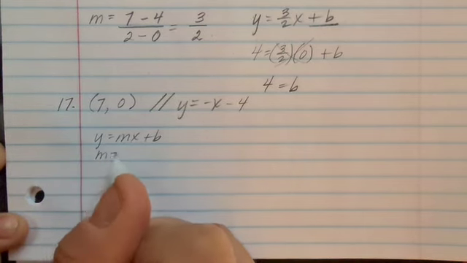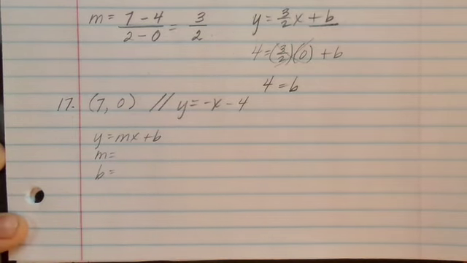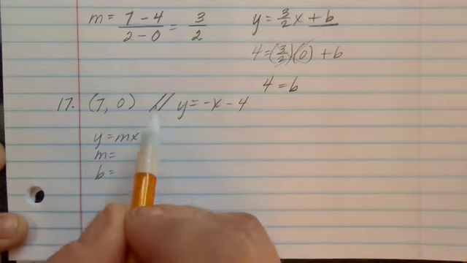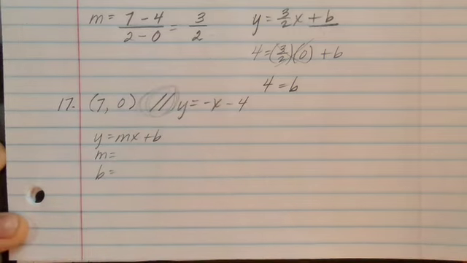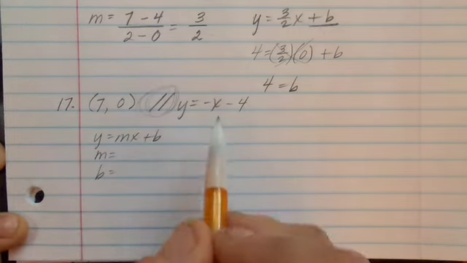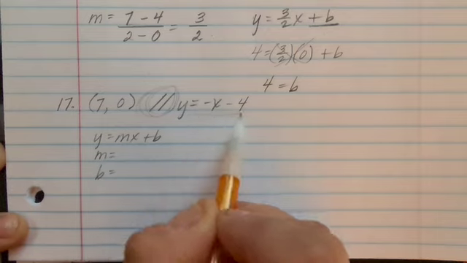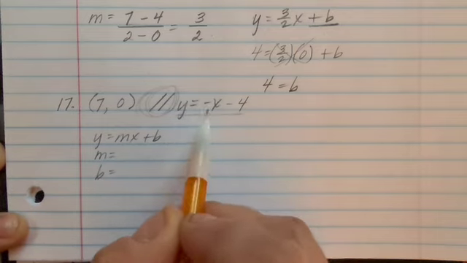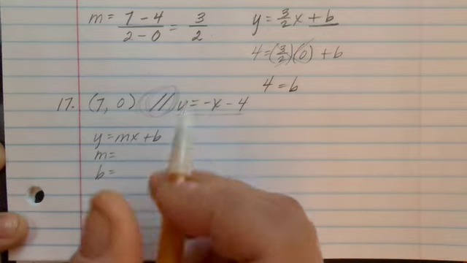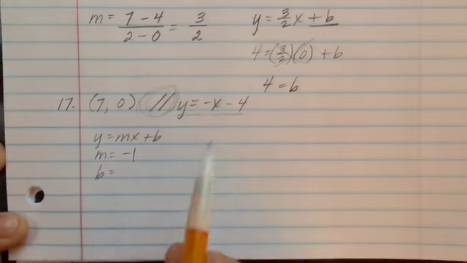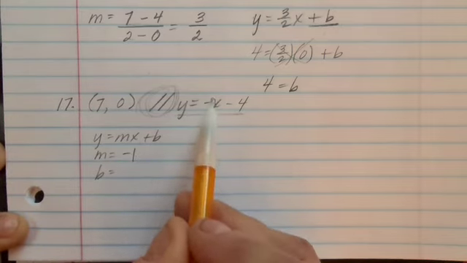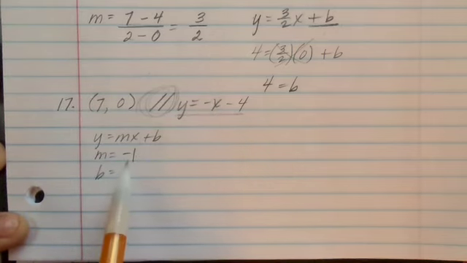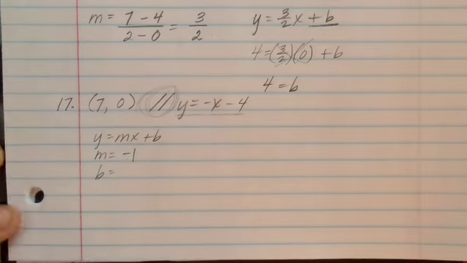I need to know what m is, and I need to know what b is, okay? The trick here is parallel. Parallel lines have the same slope, so this equation is telling me what the slope of my new line is. What is the slope of this line? It's -1, because I've got a negative in front of the x, and an implied 1 there. I know that the slope of my new line is going to be -1.